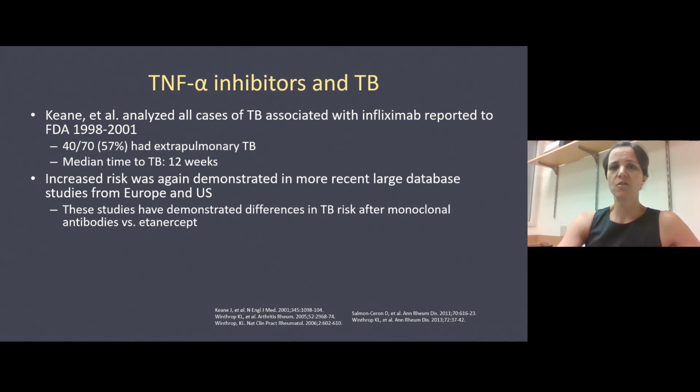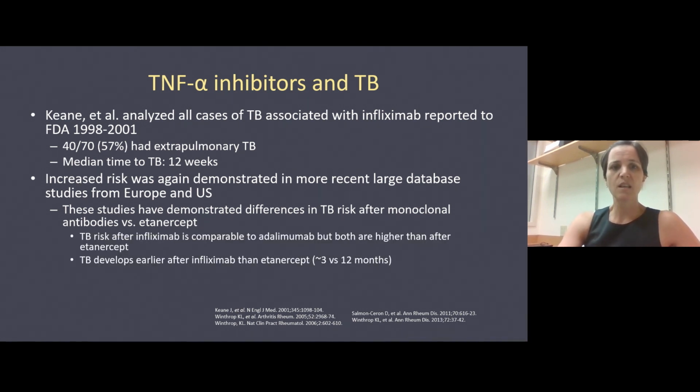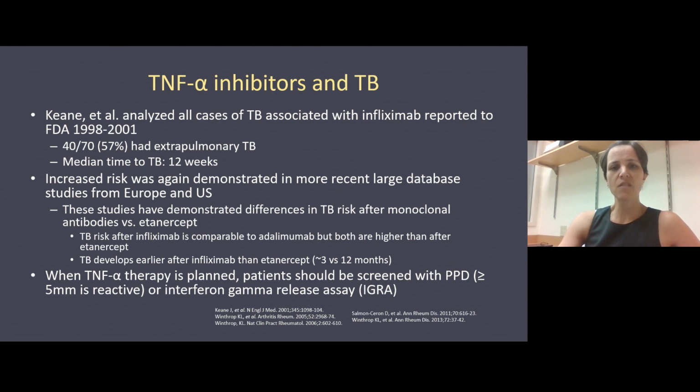The increased risk has been demonstrated in many large database studies from Europe and the US, but these studies have shown some subtle differences between TNF-alpha inhibitors. And this is where etanercept versus the monoclonal antibodies matters. The TB risk after infliximab is comparable to adalimumab, both monoclonal antibodies, but higher than after etanercept. And then TB develops later. If you're on etanercept, you expect it to show up at about 12 months, as opposed to about 3 months with monoclonal antibodies. With any of these drugs, though, before you give them, you need to screen people with either a PPD or an interferon gamma release assay.